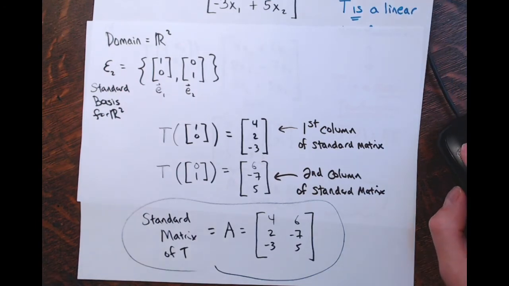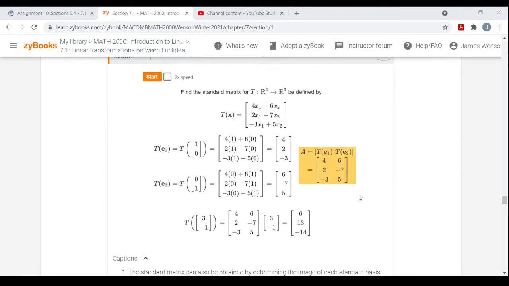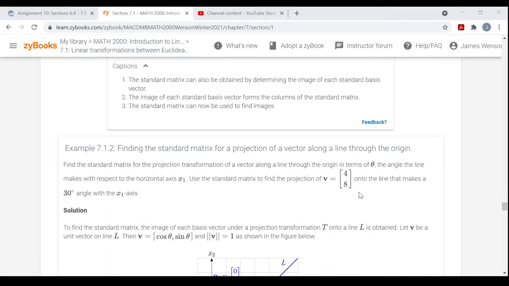Now they go into a nice example of where this will be useful, talking about transformations on the plane, moving one vector to another vector on the plane. So for example here, they asked to find the standard matrix for the projection transformation of a vector along a line through the origin in terms of theta, where theta is the angle that the line makes with respect to the horizontal axis. And it says use the standard matrix to find the projection of the vector (4, 8) onto the line that makes a 30-degree angle with the x1 axis.